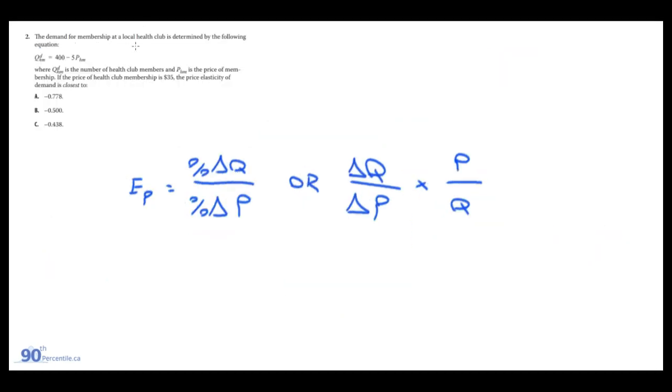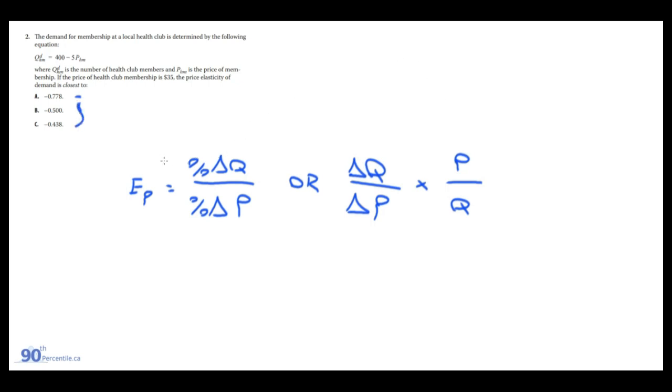The demand for membership at a local health club is determined by the following equation, where the quantity demanded equals 400 minus 5 times the price, where Q is the number of health club members, P is the price. If the price of the health club membership is $35, price elasticity of demand is closest to which one?